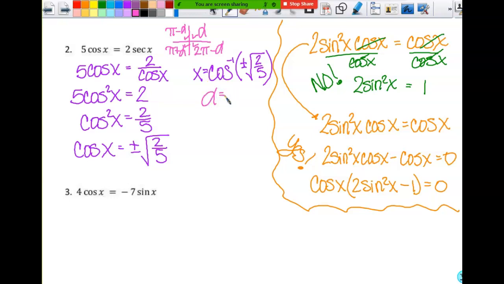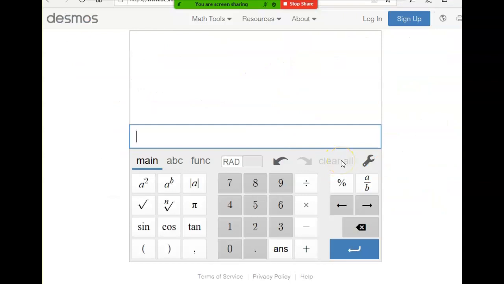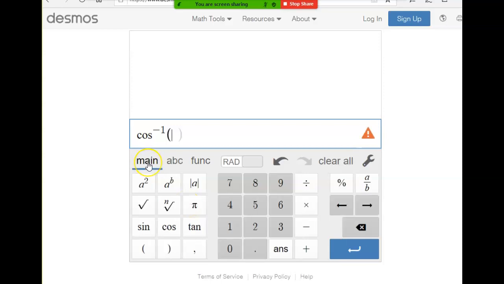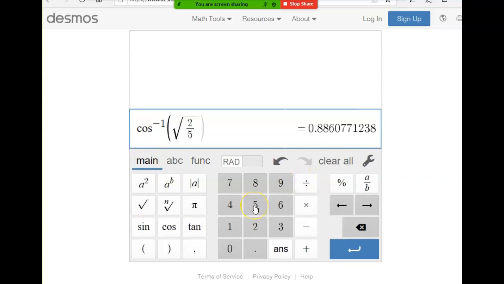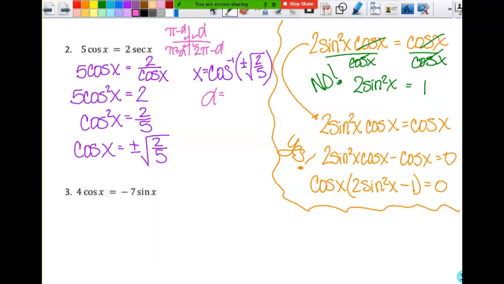So in my calculator, I'm going to use the positive version of that. So I'm going to go over here. I'm going to go ahead and clear everything off so I don't use the wrong thing. I'm going to do cosine inverse of the square root of 2/5, making sure that that 2/5 is all underneath there. Since that's alpha, I'm going to hit enter, and I get 0.886. Okay, so alpha is 0.886.